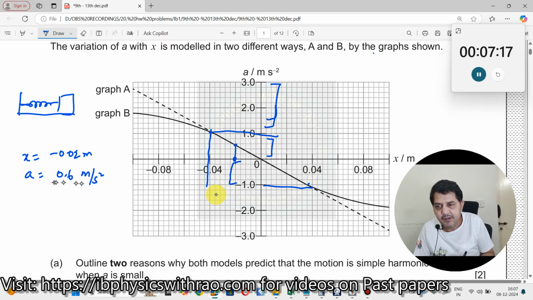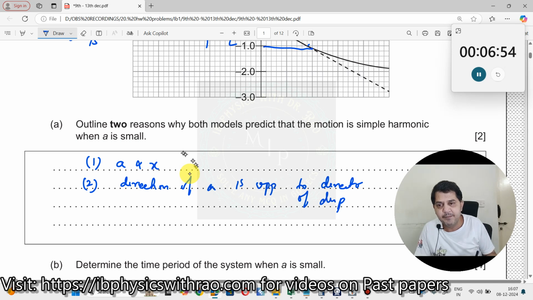You see, when one is positive, the other is negative, which means the directions are opposite. Of course, magnitude-wise, as this increases, this also increases. That's what I said, acceleration is proportional to displacement. In a similar way, you can verify here also. When the displacement is positive, acceleration is negative. So definitely these two confine within the region of SHM, or it predicts SHM. So you easily get 2 marks here.